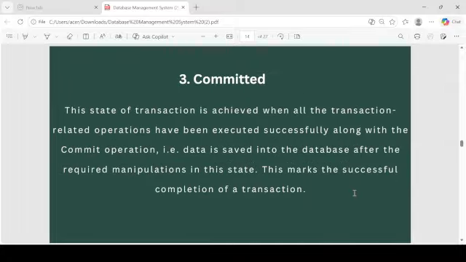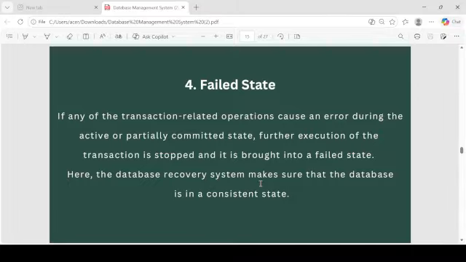The next state is the committed state, which is achieved when all the transaction-related operations have been executed successfully. When the transaction is executed successfully, this happens in the committed state, and the data is saved in permanent storage. Along with the commit operation, data is saved into the database after the required manipulation in this state. This marks the successful completion of the transaction. So this is the main state, the committed state, where the transaction is completed successfully and the data is stored in the database permanently.